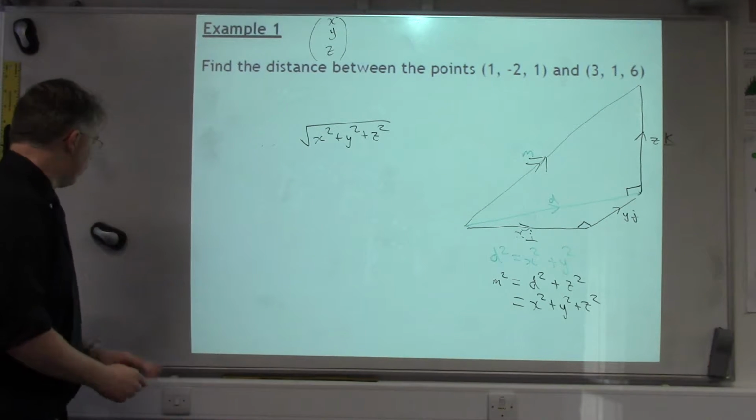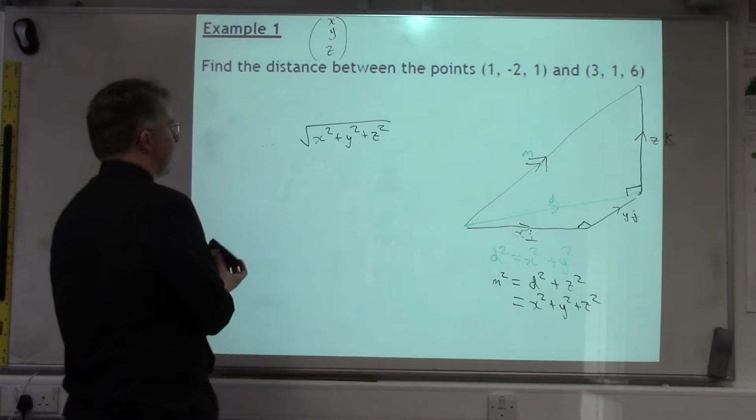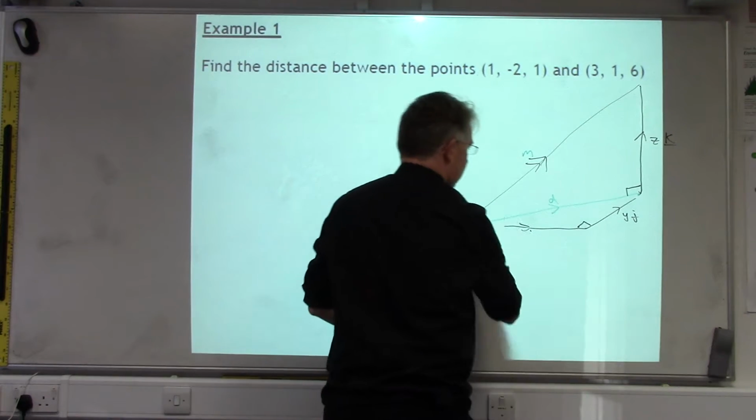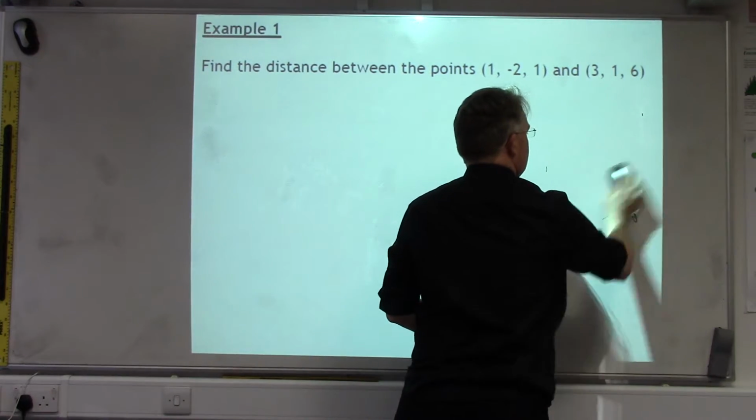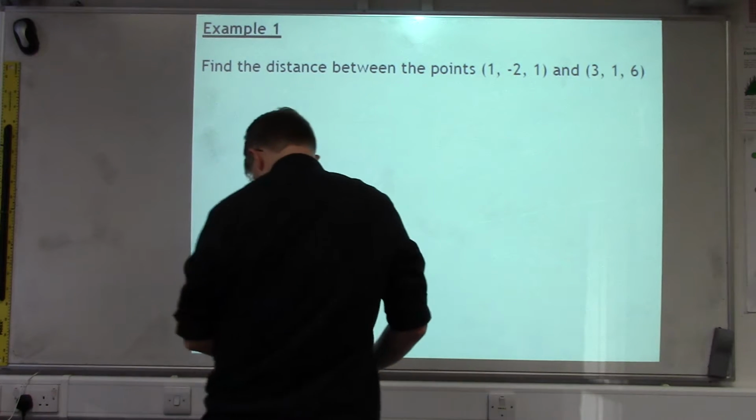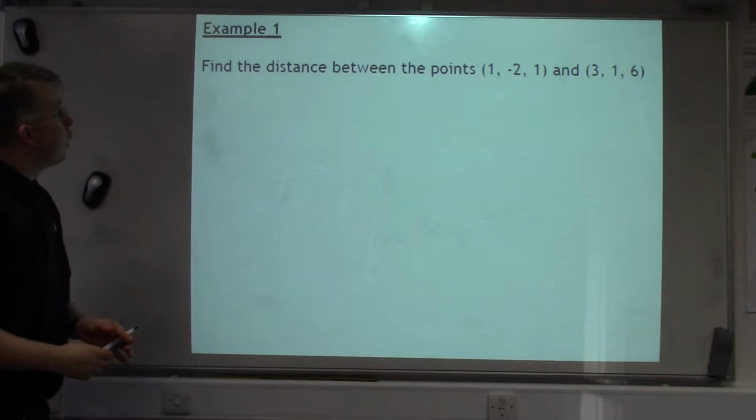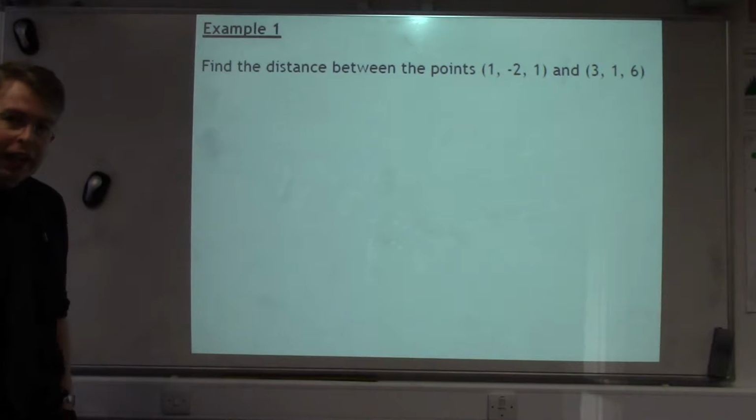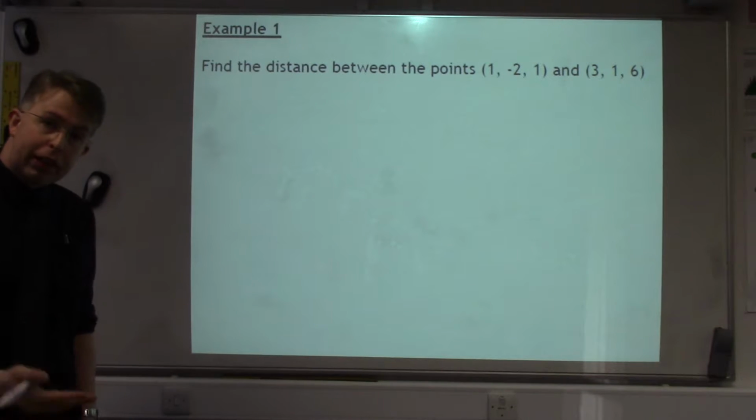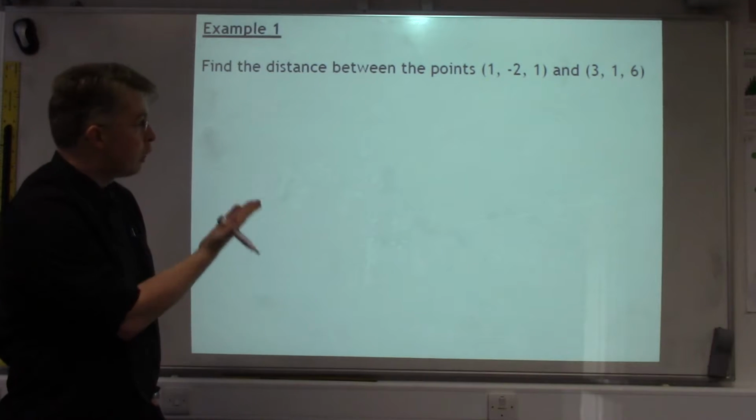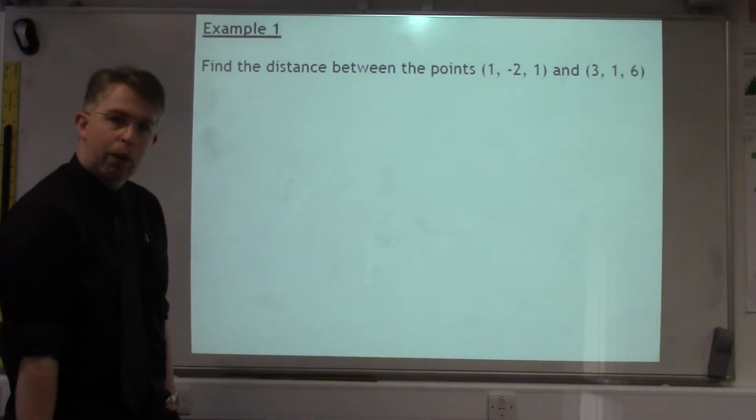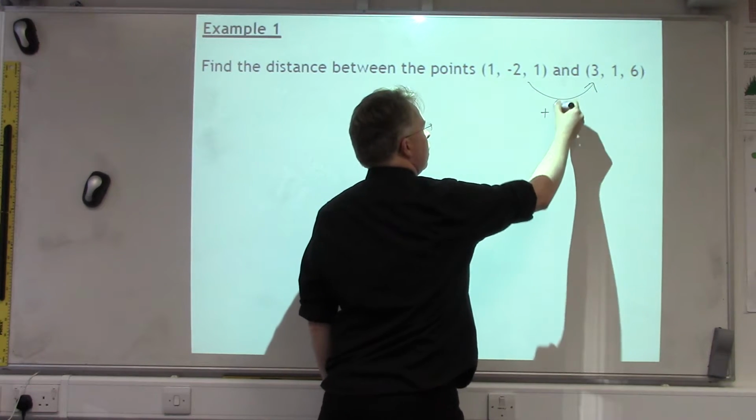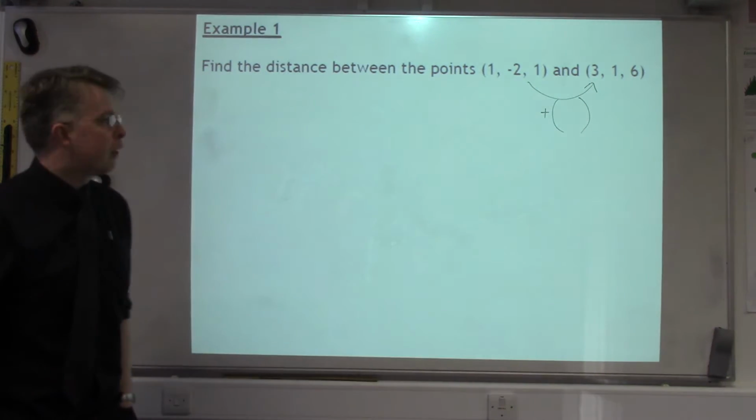Right, so some examples. Find the distance between the points 1, minus 2, 1 and 3, 1, 6. So here, to find the distance between them, first of all we find what's called the displacement vector, the vector that takes us from one point to the other point. So we can write that in column vector form.